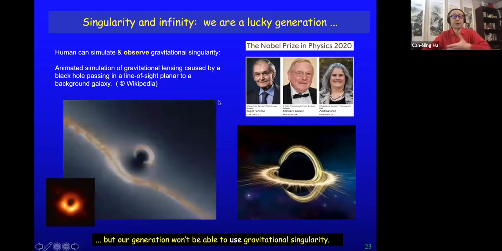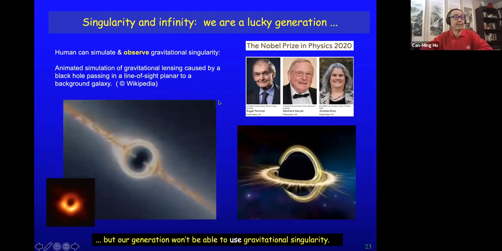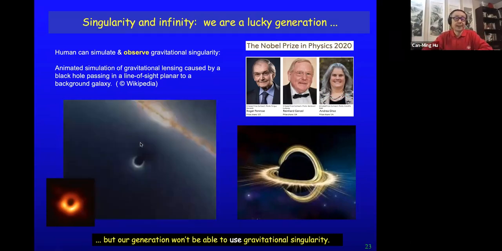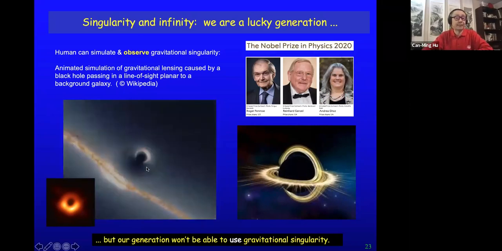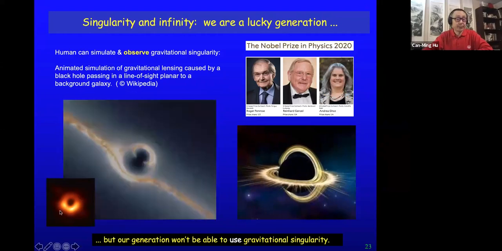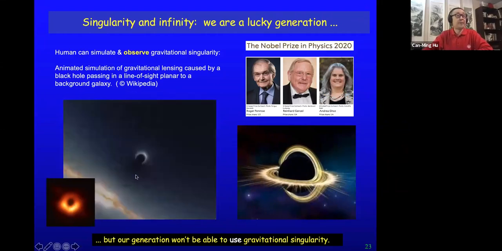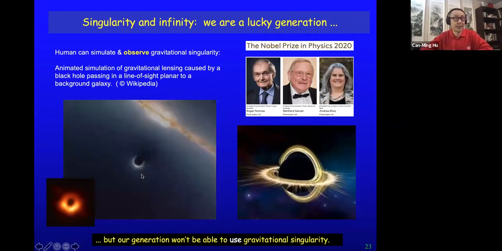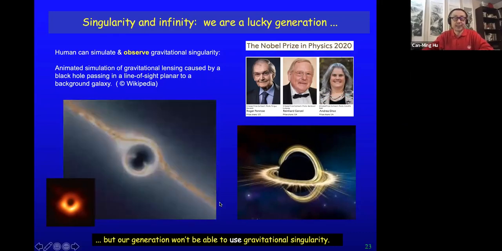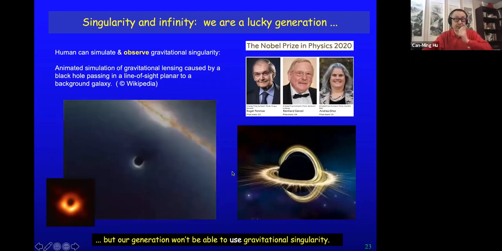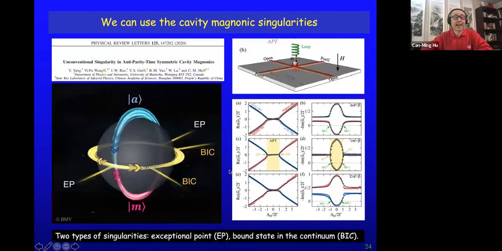In fact, I consider our generation a very lucky generation, because we can not only see the simulation of this kind of singularity, but we are now really able to observe this type of singularity. What we cannot do in our generation is to use the black hole singularity. What we can use is this cavity magnonic singularity.